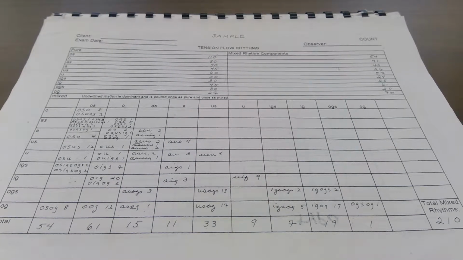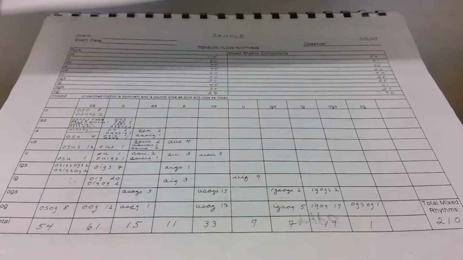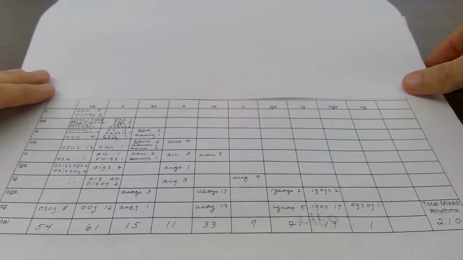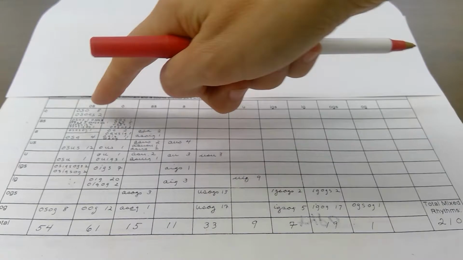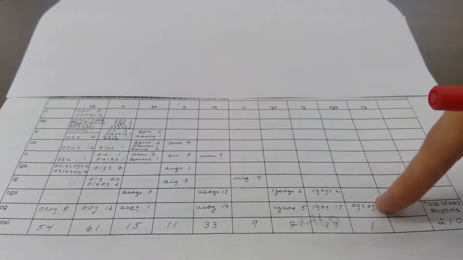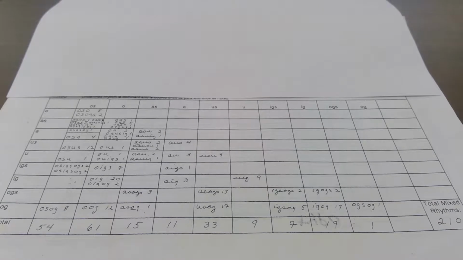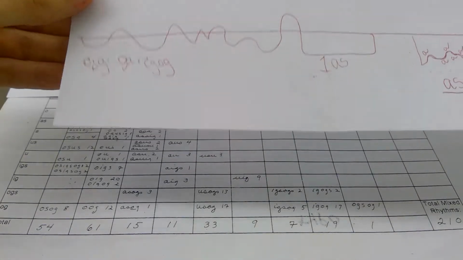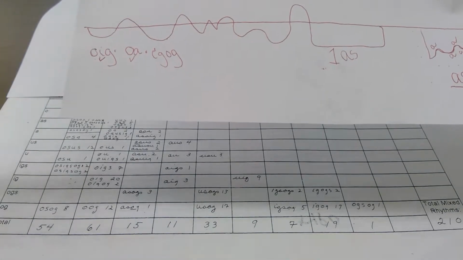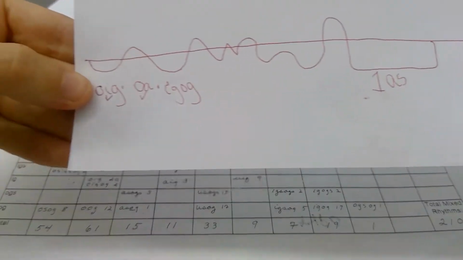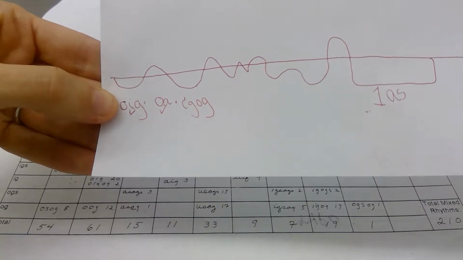So the next thing we do is complete the mixed rhythm matrix on the bottom half of the page. And this mixed rhythm matrix is simply a nice way to show us which mixed rhythms there were and how often they occurred in each developmental phase. So the first thing that we do is we go to our raw data sheet and we start at the beginning to wherever we see our first mixed rhythm. So in this case, we have an OIG.